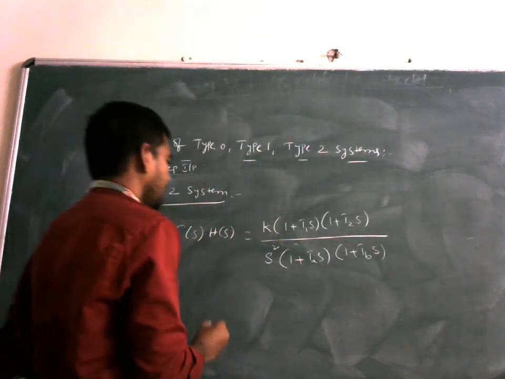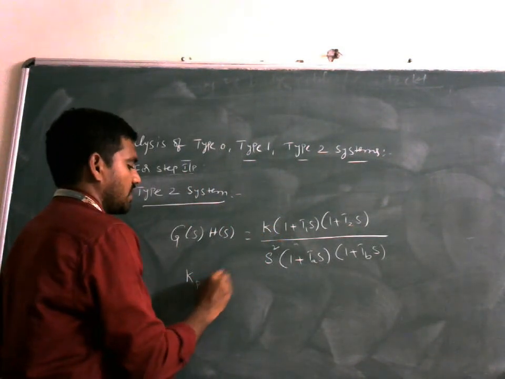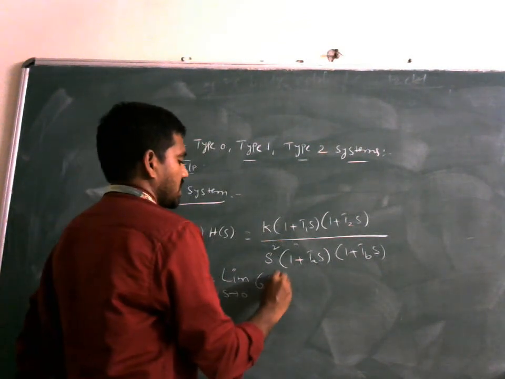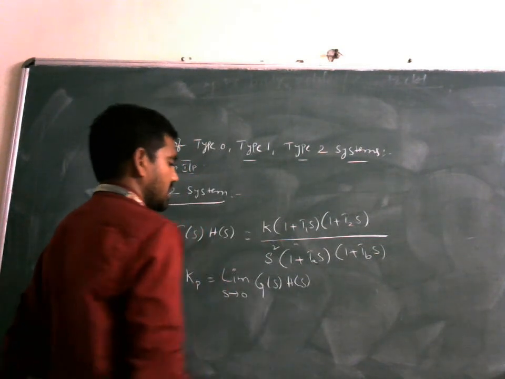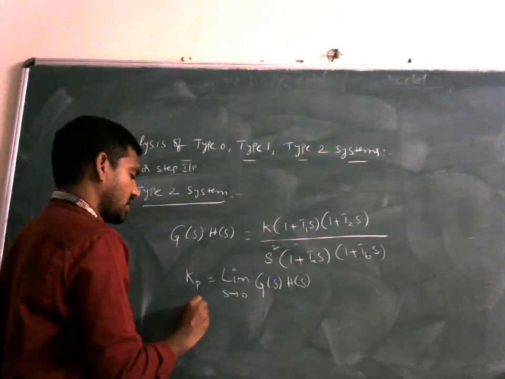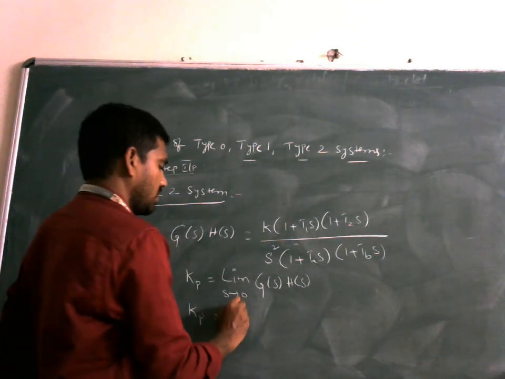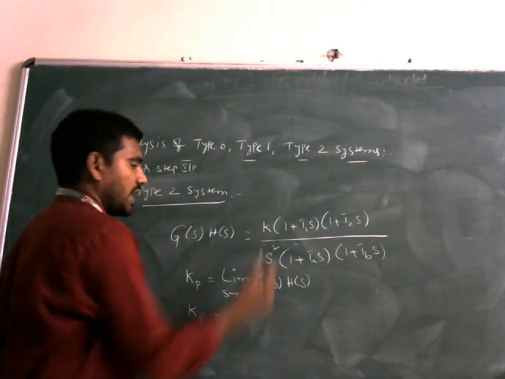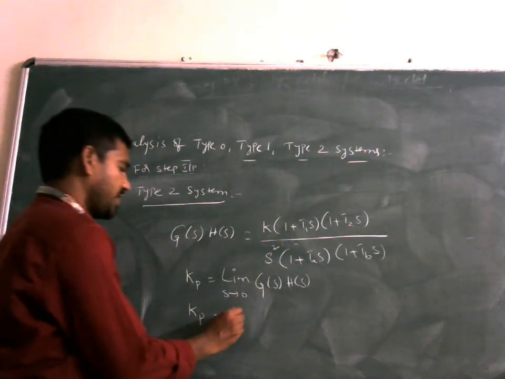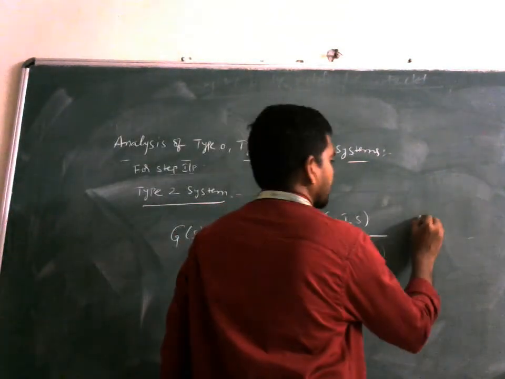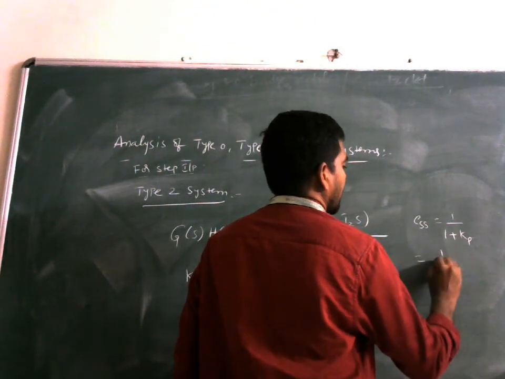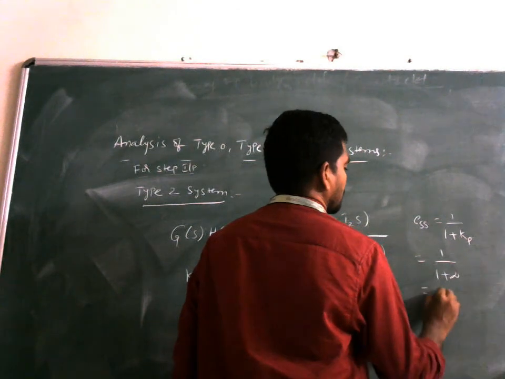Small change. Again, what is the Kp? Kp is equal to the limit as s tends to 0 of G(s)H(s), the same procedure, there is no change. Now what will happen? Again we need to substitute. Now what are you going to get? Kp is equal to K divided by 0, which is infinity. Kp is equal to infinity. Then what about ESS? ESS is equal to 1 divided by 1 plus Kp. Again you are going to get 1 by 1 plus infinity, which is equal to 0.